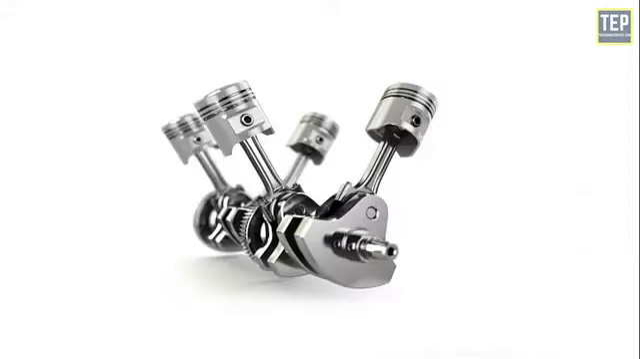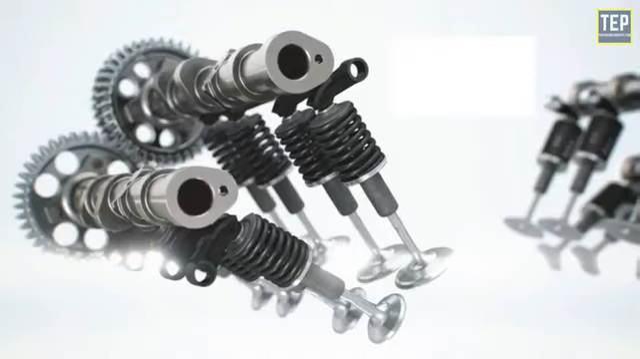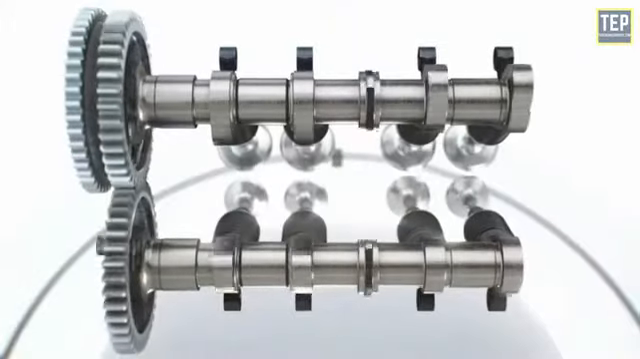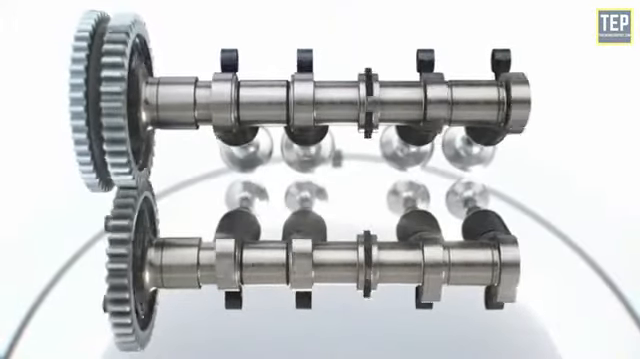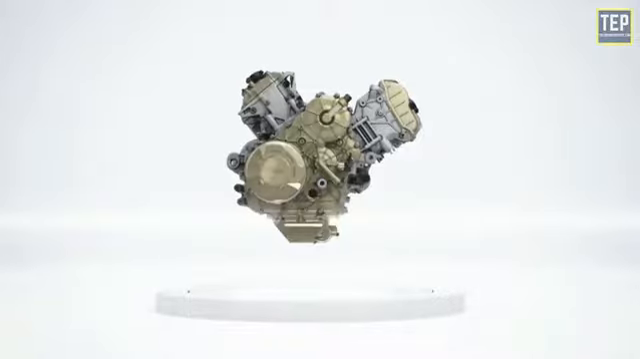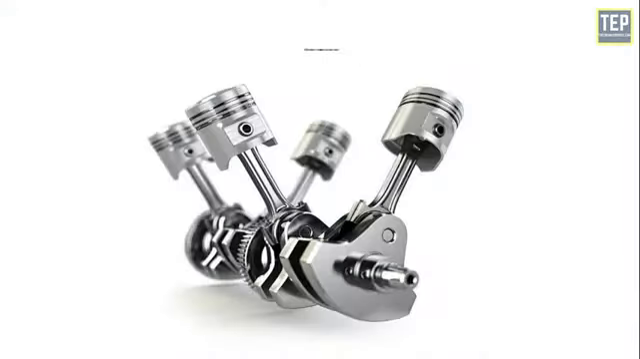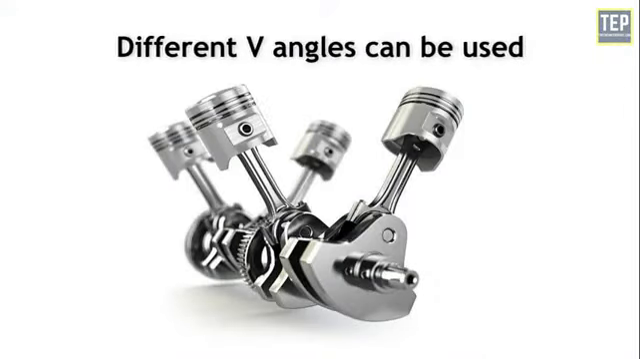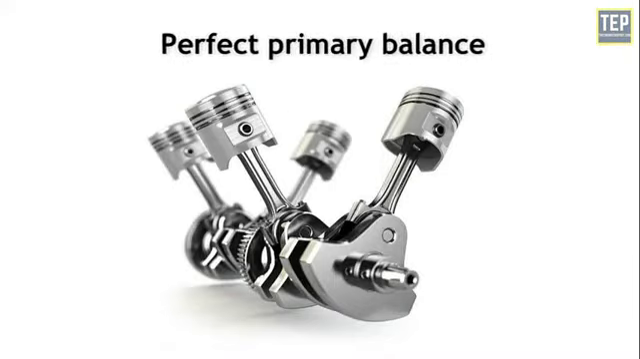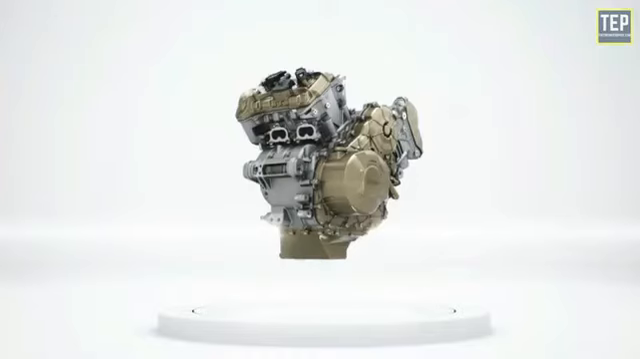A V4 engine is a four-cylinder piston engine that consists of two cylinders in each bank, where the cylinders share a common crankshaft. Most V4 engines have two crank pins that are shared by opposing cylinders. The crankshaft is usually supported by three main bearings. Compared to the more common inline-4 engine layout, a V4 engine is much shorter. Although different V angles can be used, if the two pistons are at a 90 degree angle, with shared crank pins, the engine offers the additional advantage of perfect primary balance that reduces vibration.